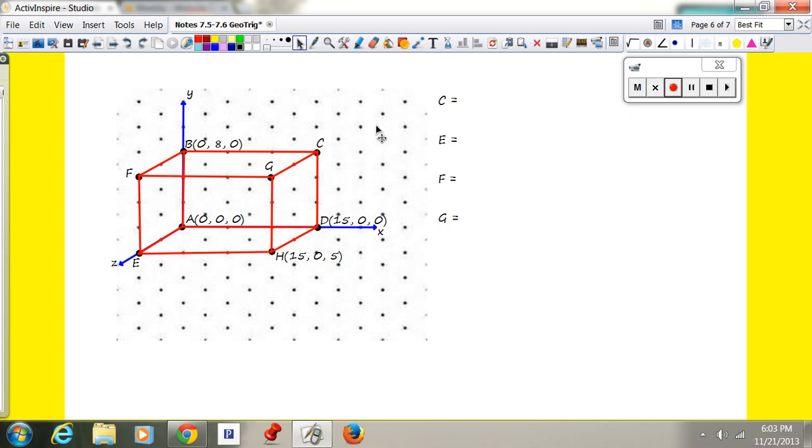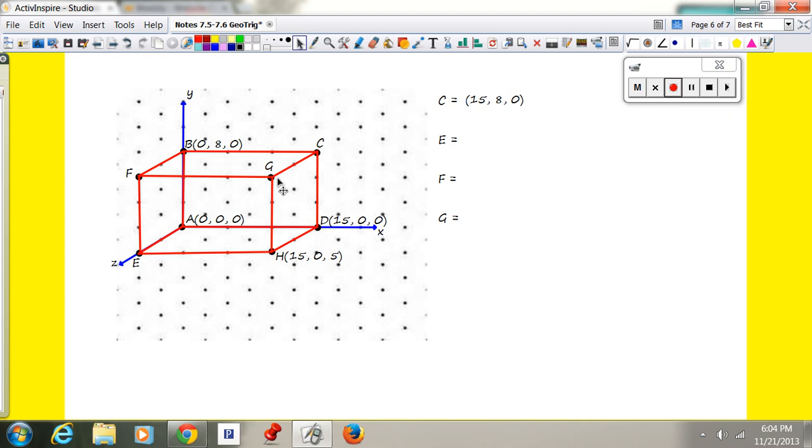So let's list points C, E, F, and G. So point C, let's see, I'm going to go over 15 on the x. I'm going to go up 8 on the y, even though it looks like 3, but this is an 8 and this is a 15. They gave us the numbers to use. So over 15, up 8, and then over 0. So I'm thinking it's going to be 15, 8, 0. And that is right, 15, 8, 0 for C.